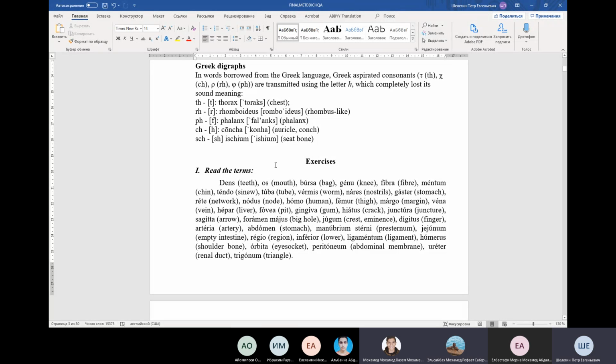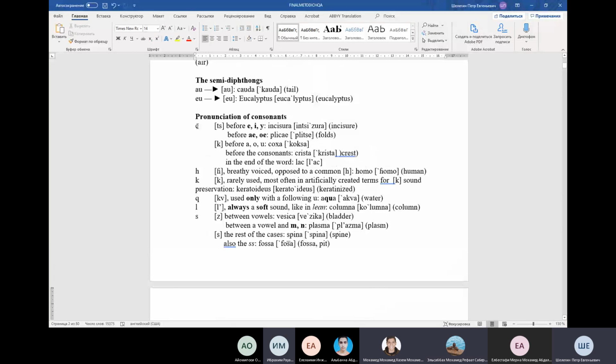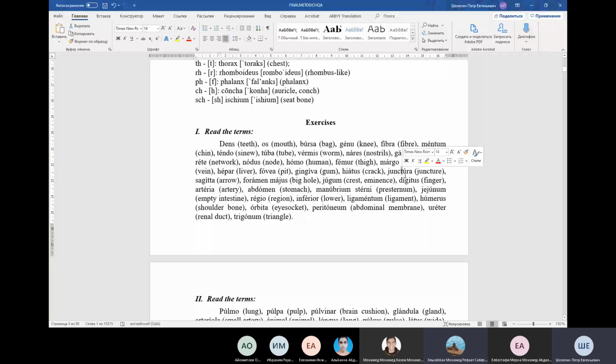Not Gentura. Here we should remember the sound of the consonant C before Y and before diphthongs, it's read as C. Here we get no Y or diphthong. It is K. Jungtura. Correct.